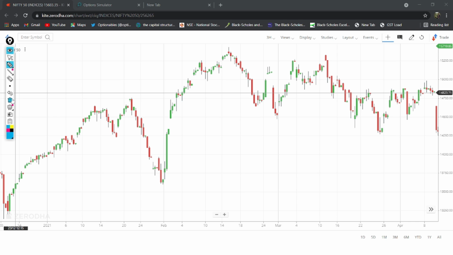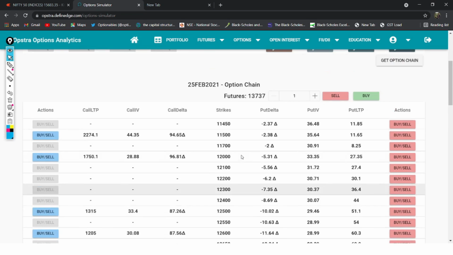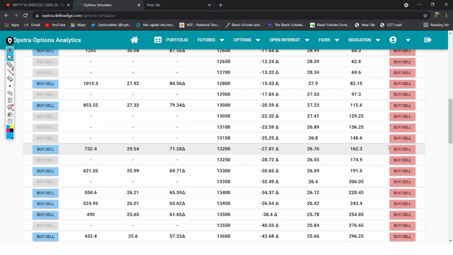Now we will come to the month of February. In the month of February, you can see the market is at 13,750. I am going to take a view that the market is going to stay between 14,500 and 13,250 or 13,200. So I'm going to take 13,200, and the market is going to stay between this range. Right. So now for Feb, I'm going to add 13,200 sell.